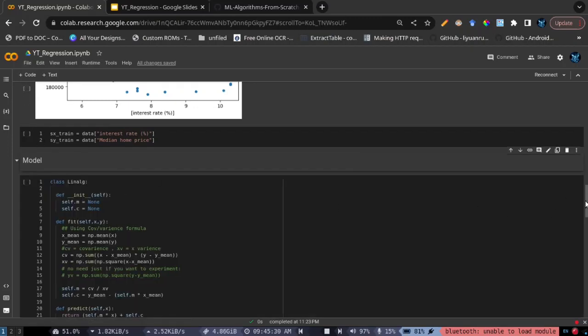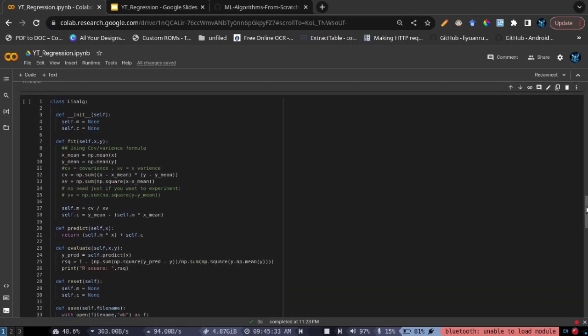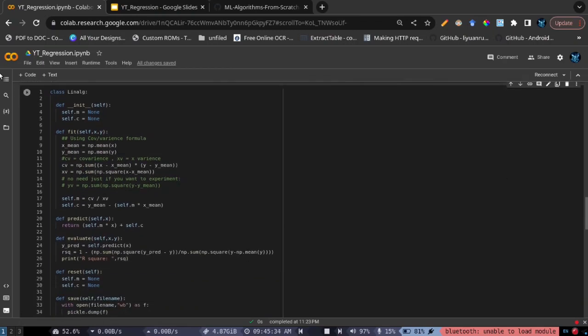So this is the most important part of this entire thing. I want you to use your own data set, all right, but the model code. So I created the class named linalg, in which we have a fit method, right? The formula I'm using is covariance divided by variance. So that's there, and it's pretty simple. I don't need to explain this code, right? And I have added self.m as None.